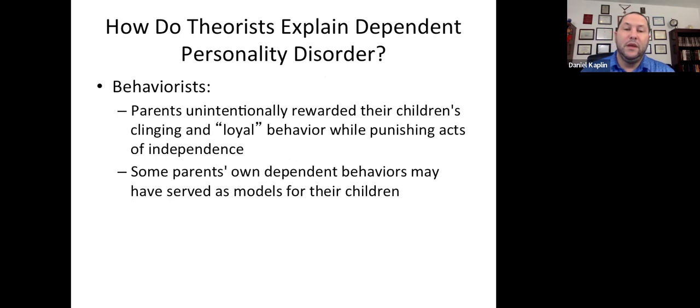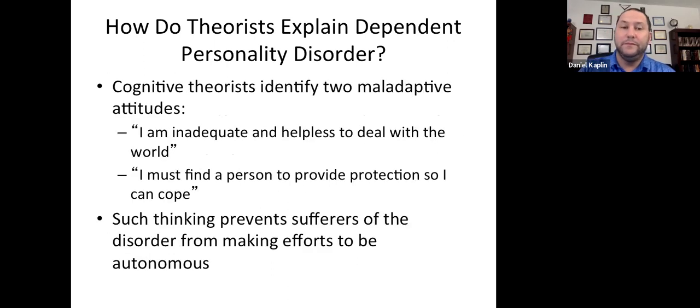From a behavioral point of view, this is about reinforcement and modeling. Parents might have unintentionally rewarded children for being clingy or loyal to them and punished acts of independence. Or the parents could have also had dependent behavior of their own, which they modeled and the child copied.